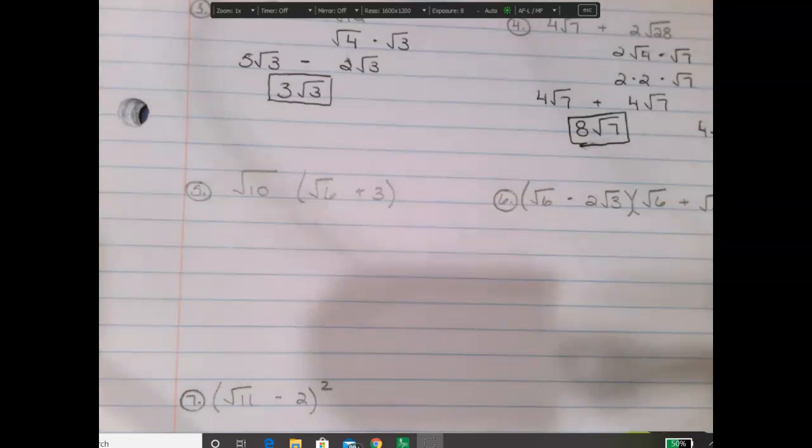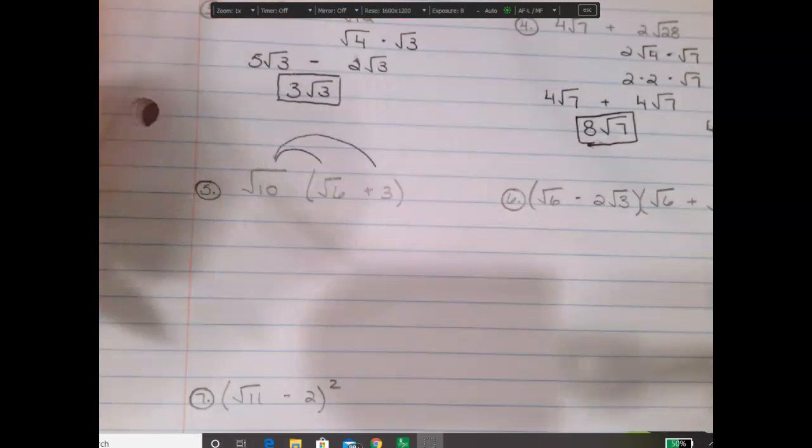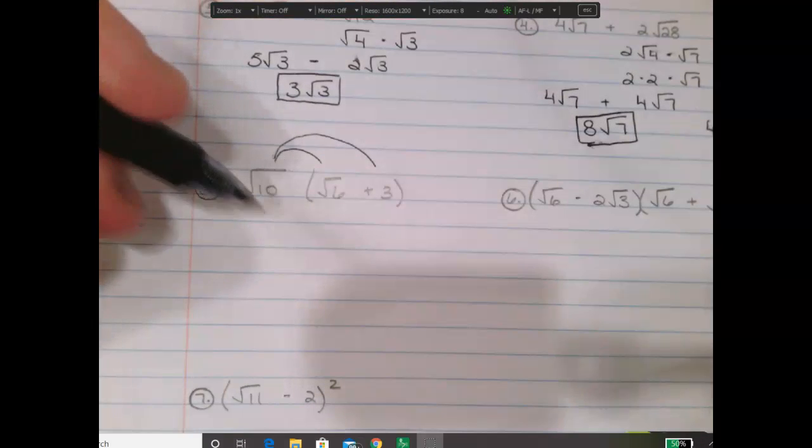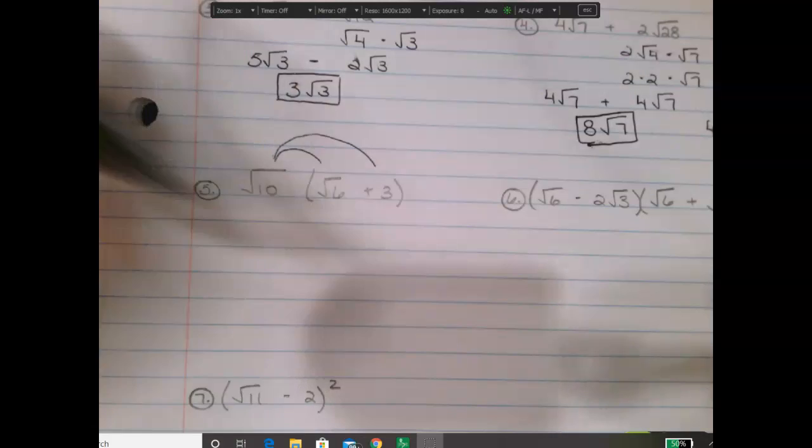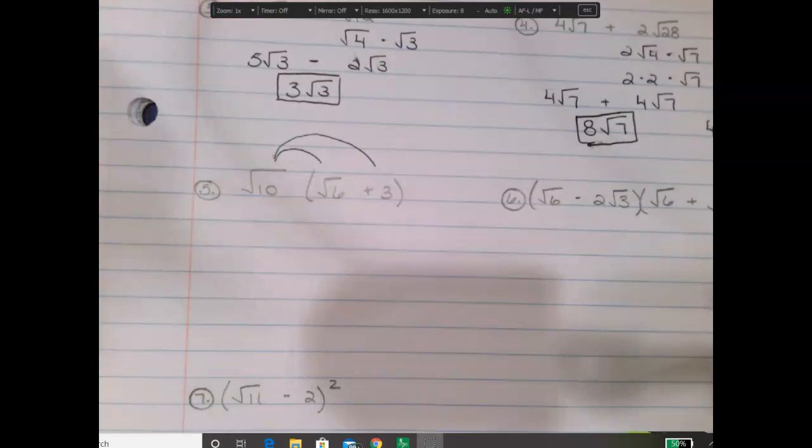Now this problem should look like one of the properties that we've covered for the last couple of years, and that is the distributive property. So you're going to distribute this radical 10 inside of the parentheses, and whenever we distribute, we do multiplication. So I'm going to end up multiplying this all out.